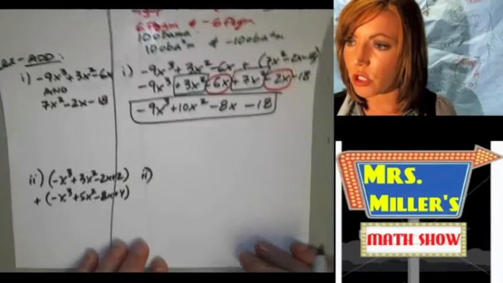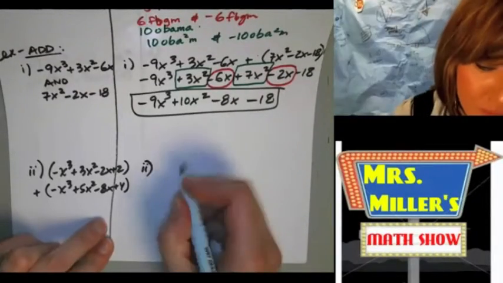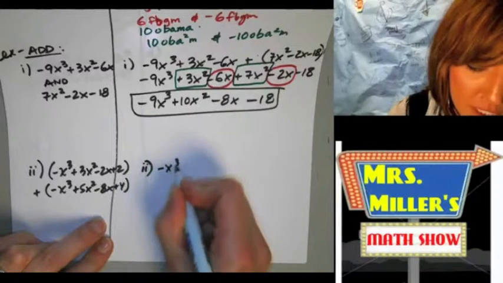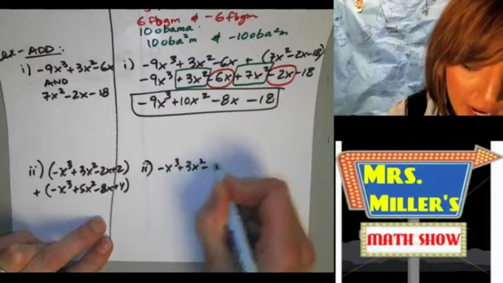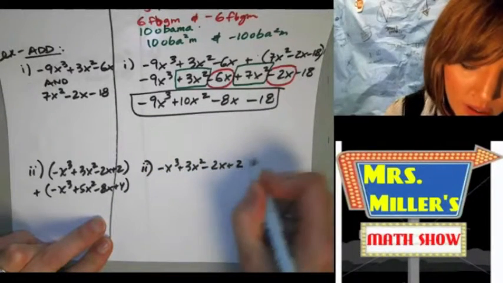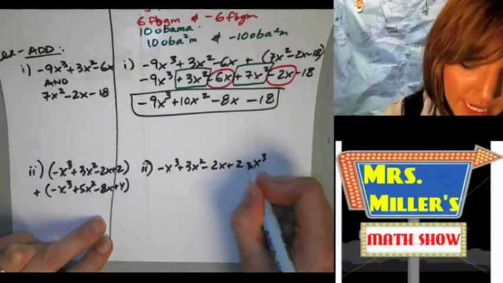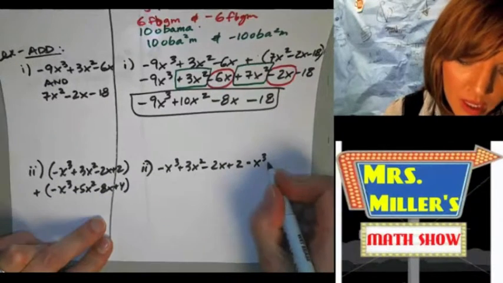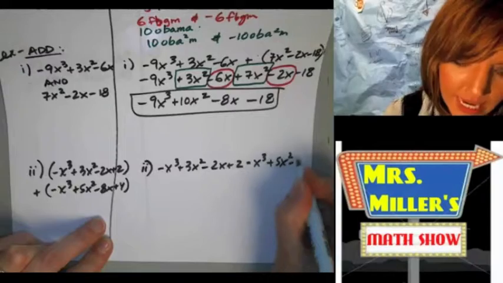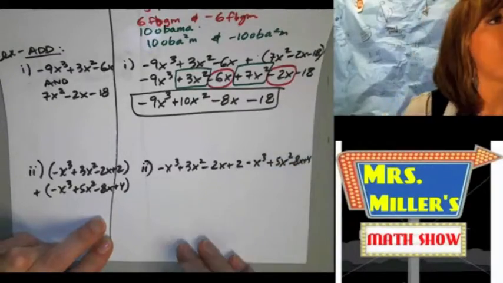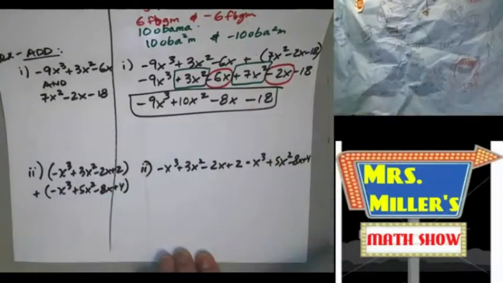Okay. I am going to ask for a lovely contestant on the next one to come up and show us how to do this. So we have negative x cubed plus 3x squared minus 2x plus 2, minus x cubed, so it's plus a negative x cubed plus 5x squared minus 8x plus 4. I'm going to pause it, let you guys do this, and then I'm going to ask for a volunteer.